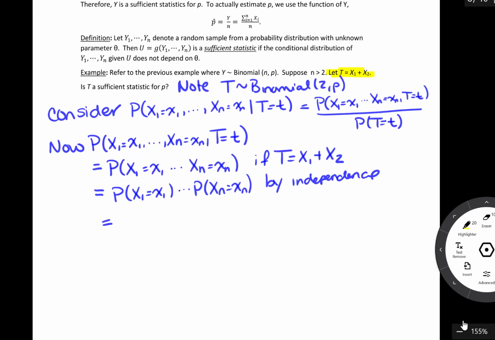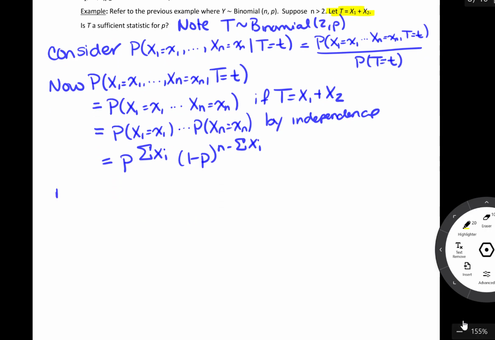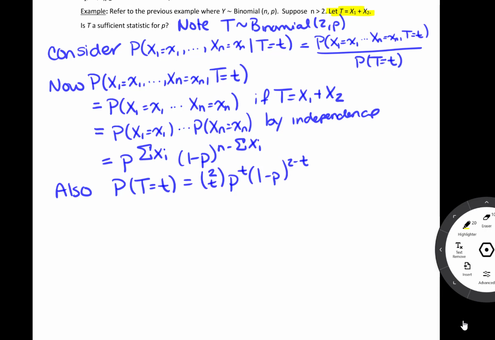And then we can use, since each of the xi's is distributed binomial 1, p, we get the following just like before. Also, we know the following. The probability that T is equal to little t is equal to 2 choose t, p to the t, 1 minus p to the 2 minus t. And again, this is because T is distributed binomial 2, p.